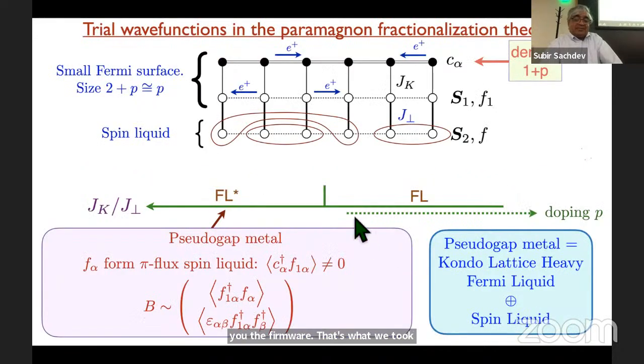That's my commercial announcement for this. The nice thing about this theory is that it just combines two things we understand very well now. We understand very well the Kondo lattice heavy Fermi liquid. We understand spin liquids very well. Well, you just couple them together, you get the pseudogap metal. And these are phases of matter we know exist on their own now very well. So might as well work with animals we know very well. Just combine them.